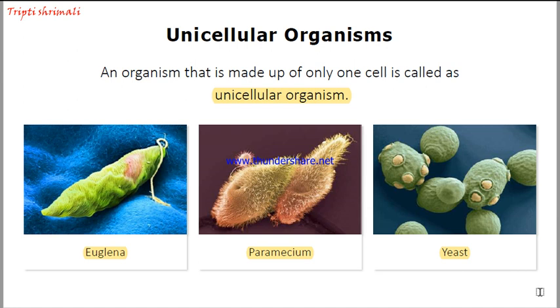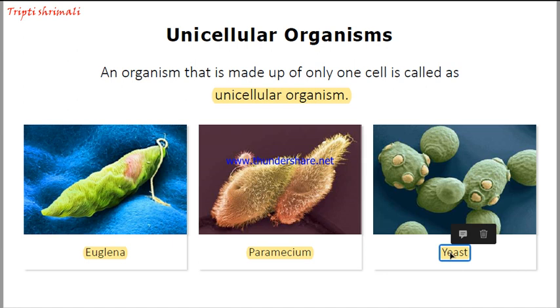And here we are talking about the types of organisms, like unicellular and multicellular. You see some examples here. They are the examples of unicellular organisms like Euglena, Paramecium and yeast.